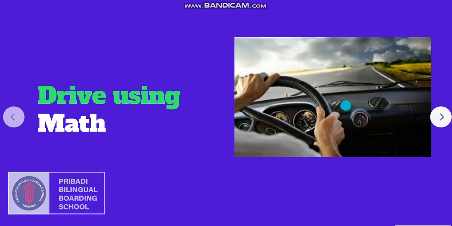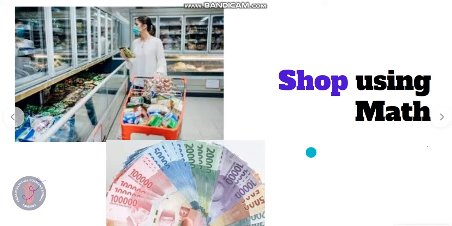The next one is when your parents drive the car. When your parents drive the car, it means they are using math as well. So they can estimate how far the place is, or they can see the speed of the car, based on using math.